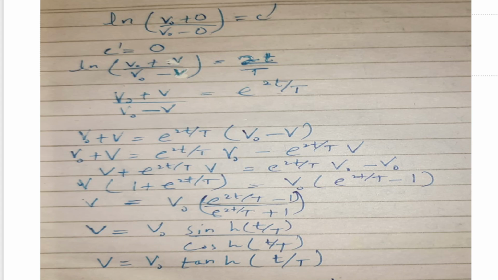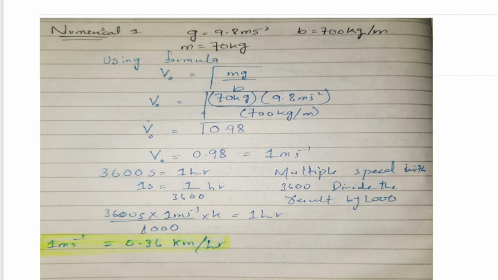So here is the example solved, so you must watch this. This is very important. Here you can see that some values are given, and the g value, which is 9.8 meter per second squared, which is the gravitational value. And this is the damping value, which is 700 kg per second, and mass which is 70 kg. So this is the formula.